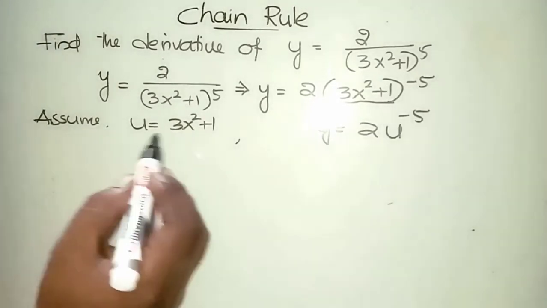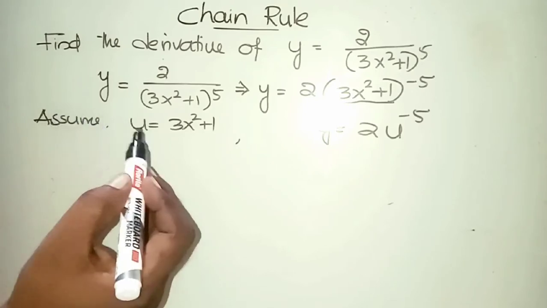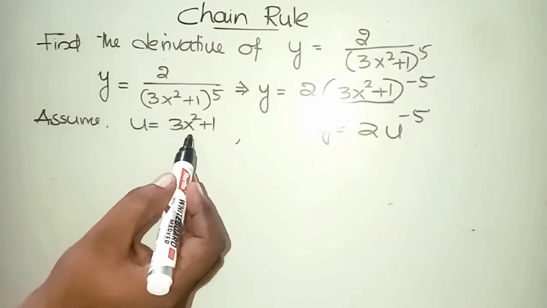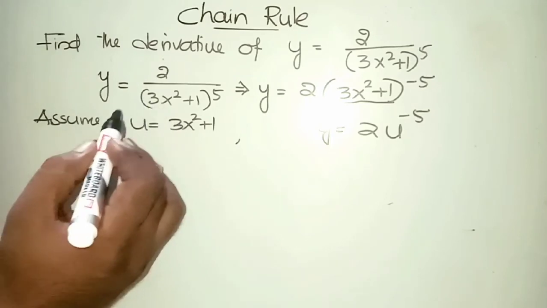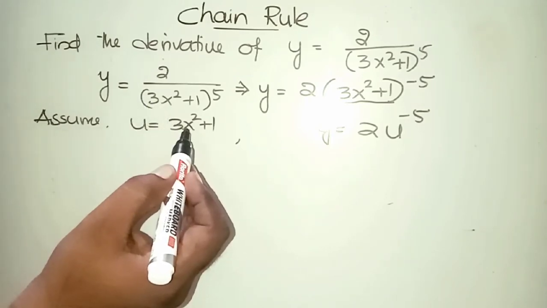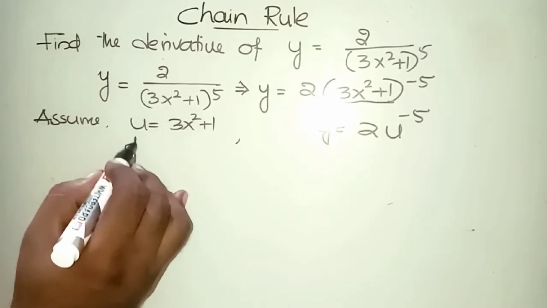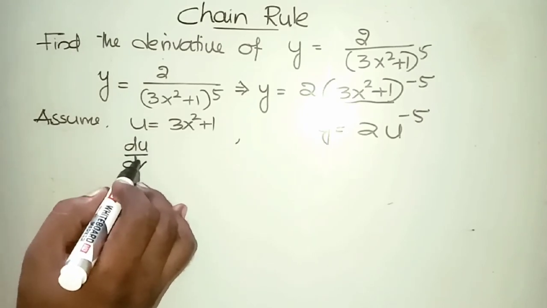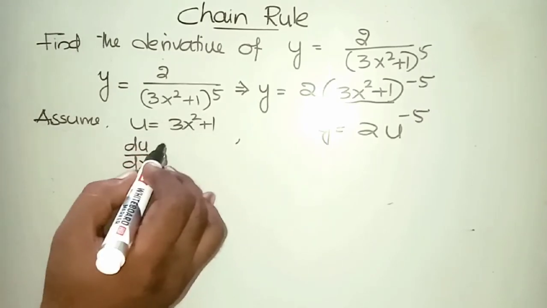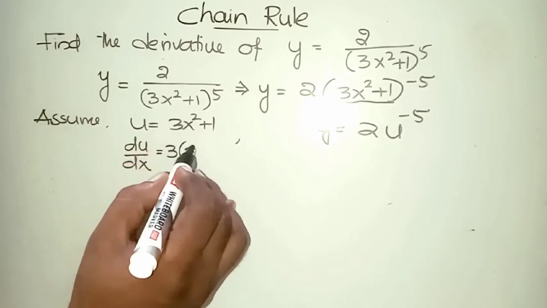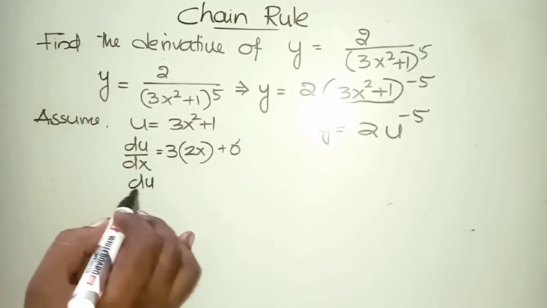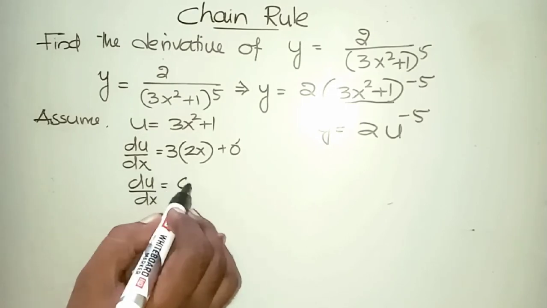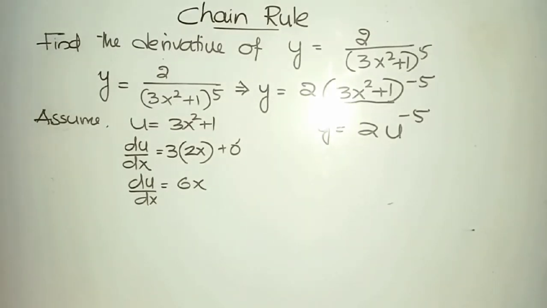Now let's differentiate this one. That means differentiate u with respect to x. Why we have to differentiate u with respect to x? Because u is the subject and x is the variable. So we get du by dx is equal to, differentiate it, 3 of x square is 2x plus 0. That means we get du by dx is 6x, isn't it?